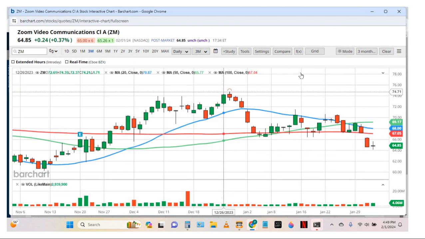Again, on the daily chart, there's no evidence whatsoever that Zoom is going to come out of stage one. We just had a pretty decent sell-off. And in this area, it broke the support area below 67, and that looks lower. So Zoom actually looks lower.